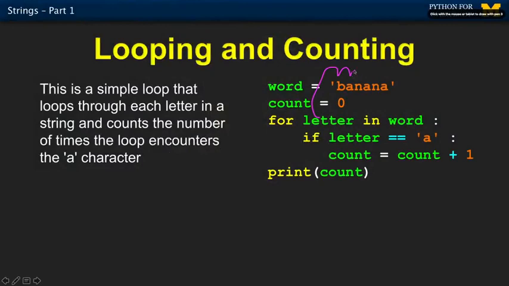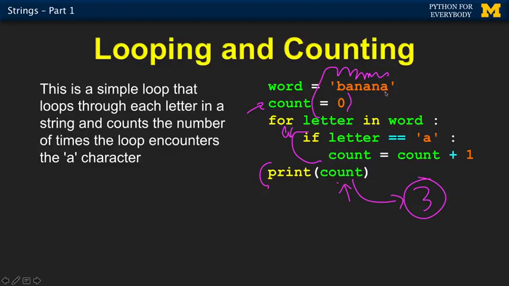Letter is going to take on B, A, N, A, N, A, and it's going to run this code 6 times. And if the letter is an A, we do count equals count plus 1. We set it to 0 at the beginning. Remember how these loops do something at the beginning, they do something in the middle, and then they have kind of like the payoff at the very end. And so this just means every time the letter's A, we're going to add 1 to count. So this effectively is counting the number of A's in the word banana. And out comes 3, because there are 3 A's.